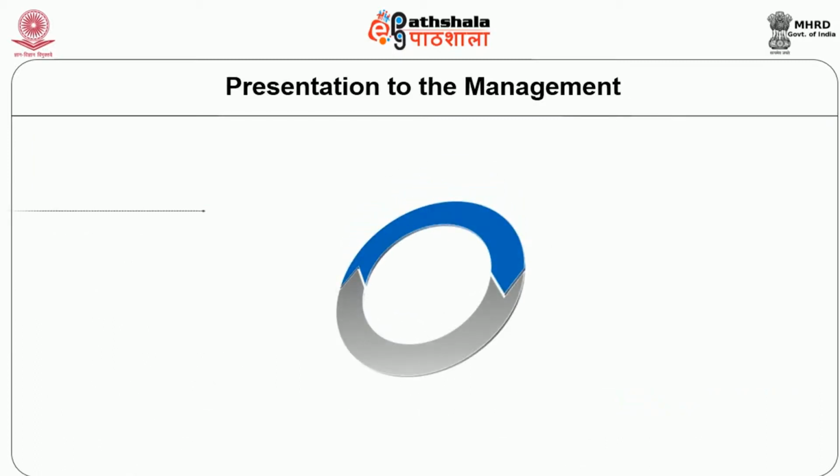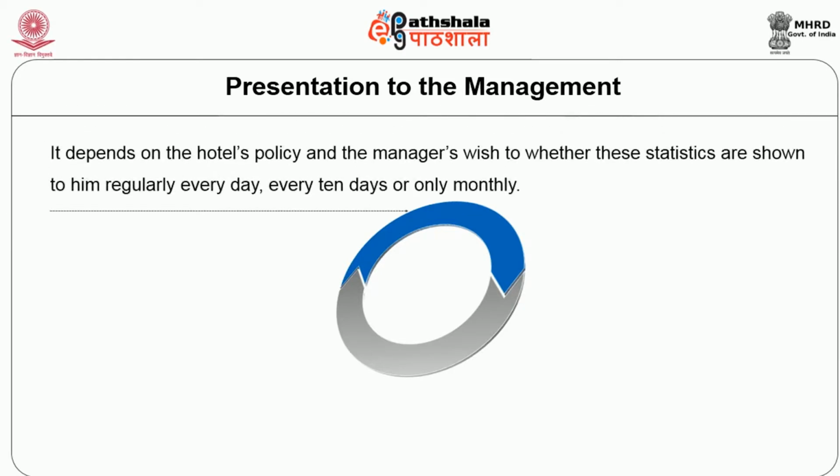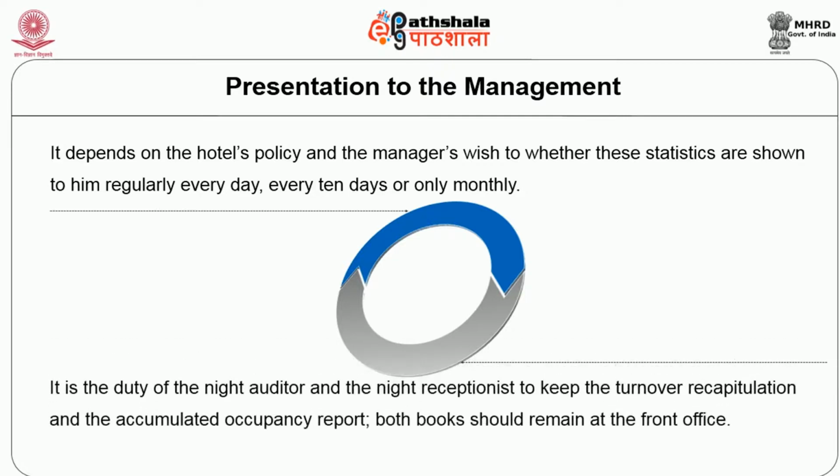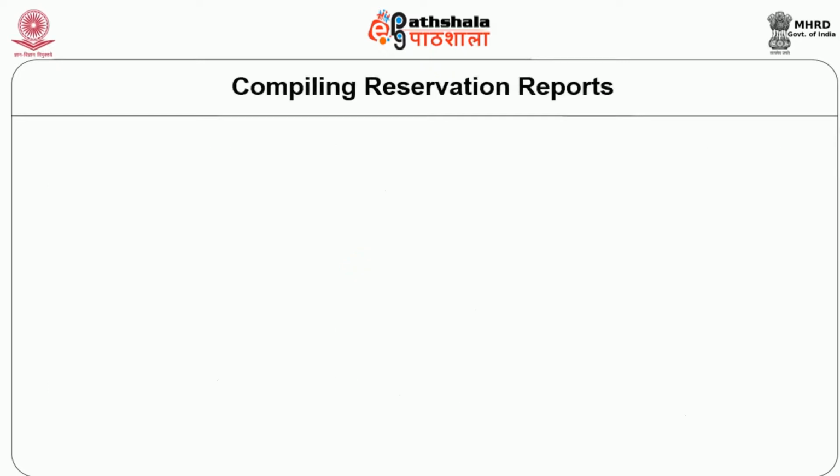Now, how is it to be presented to the management? It depends on the hotel's policy and the manager's wish whether these statistics are shown to him regularly, every day, every 10 days, or only monthly. It is the duty of the night auditor and the night receptionist to keep the turnover recapitulation and the accumulated occupancy report. Both books should remain at the front office.